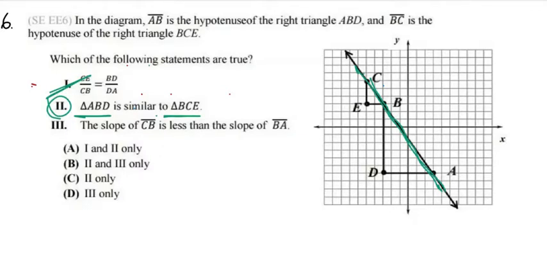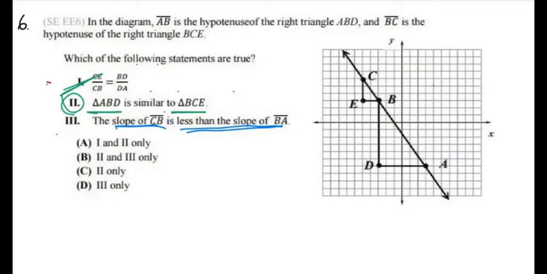Number 3, the slope of CB is less than the slope of BA. So here's CB, here's BA. Okay. If we look at this line, let me clear it out. So if you look at lines CB and BA, they're actually the same line. So 3 is also an option. So 2 is true and 3 is true. So you decide which answer is correct.